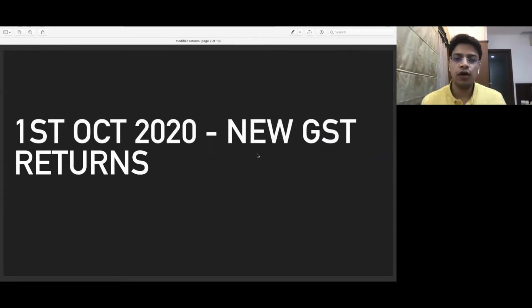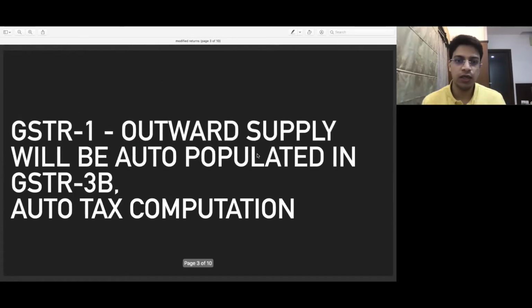First, we all knew that the new GST returns were applicable from 1st October 2020. In the modified GST returns, one of the important changes is that GSTR1, which is for outward supply, as we already know, will be linked to GSTR3B. Right now, we are filling up the outward supplies in GSTR1 invoice wise and the summary of the outward supplies in GSTR3B. So there are chances of mismatch between GSTR1 and GSTR3B.